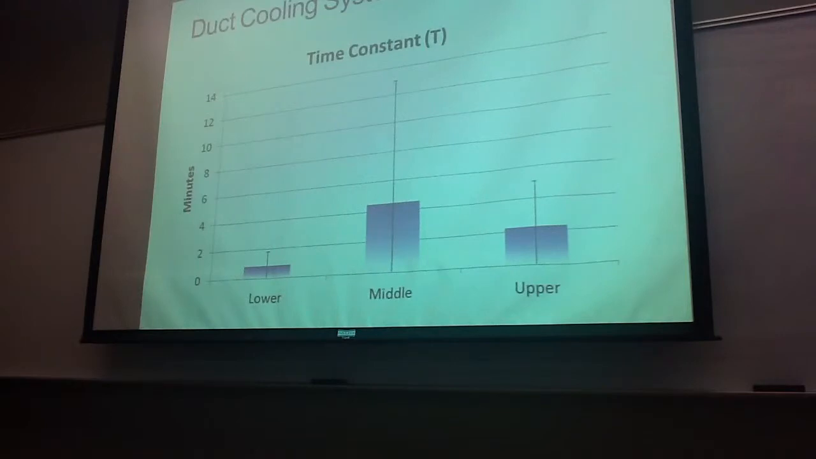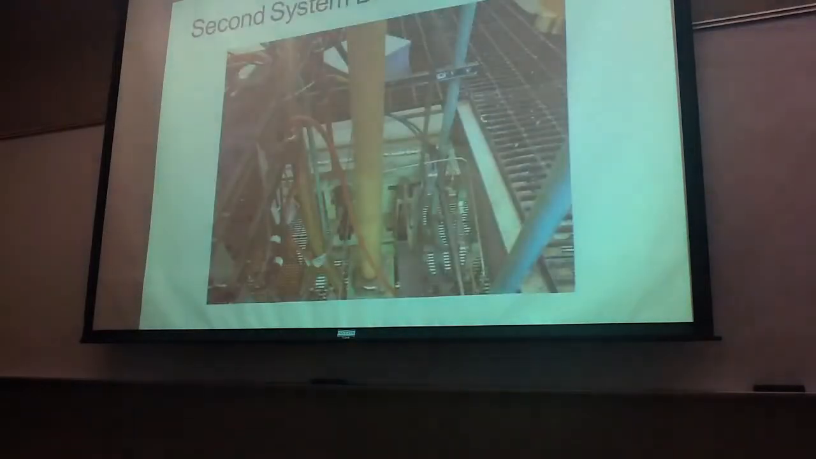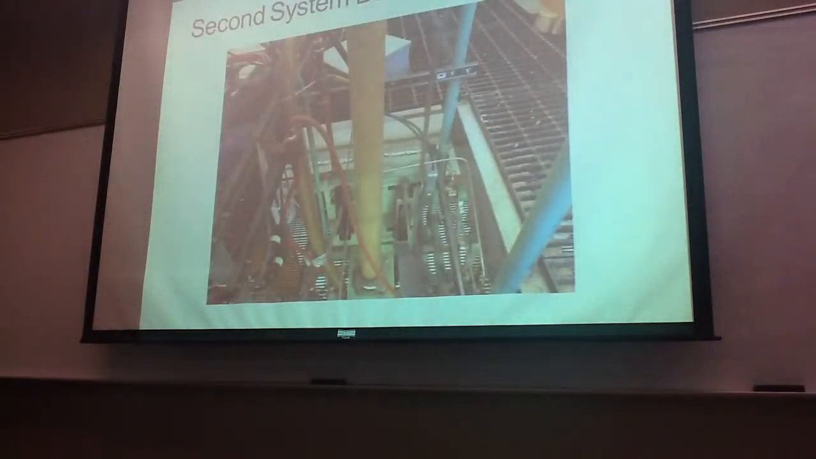And these are time constants for the system in the 3 different regions for the duct cooling. And now I'm going to move on to the second system, which is absorber airflow. All the chemmies in this room know more than they would ever need to know about absorber airflow. They have been lectured on it completely.